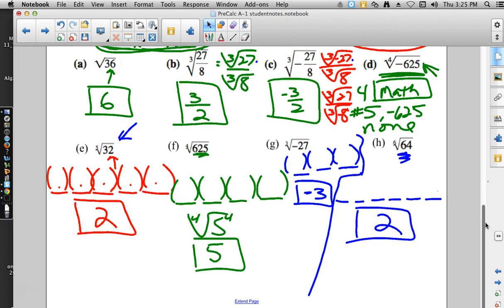So principal roots, we have to think, what is the value for the radicand right now? Is it positive? Is it negative? And that will determine what we write down for that principal nth root.